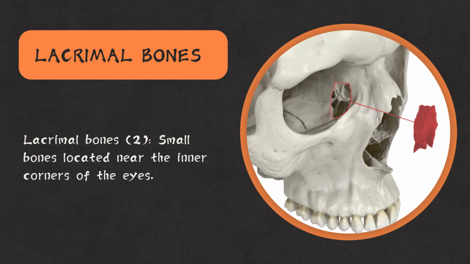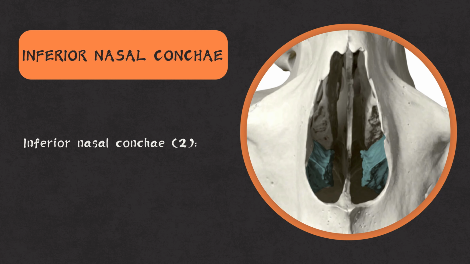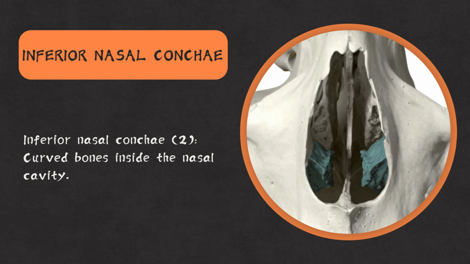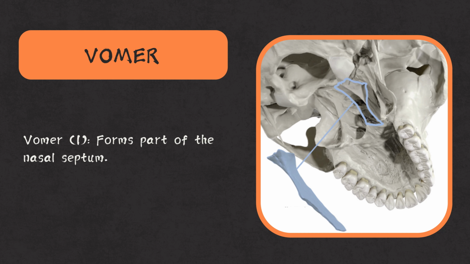Lacrimal bones, 2. Small bones located near the inner corners of the eyes. Palatine bones, 2. Form part of the hard palate and nasal cavity. Inferior nasal conchae, 2. Curved bones inside the nasal cavity. Vomer, 1. Forms part of the nasal septum.